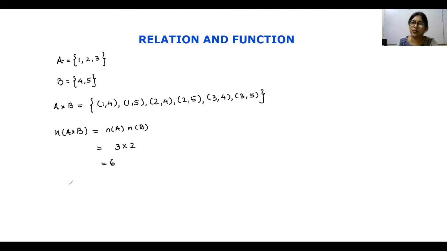And these 6 elements will have number of subsets as 2 raised to 6, that is 64. And all of the subsets are relations.